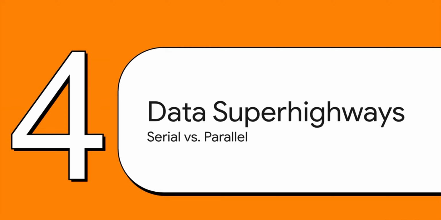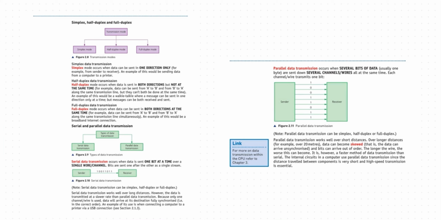All right, so beyond just the rules of who can talk and when, we also have to think about the actual physical highways that data travels on. And there are 2 main types here. This slide shows them perfectly. On the left, you've got serial transmission. You can think of this like a single-lane country road, where all the bits of data have to travel in one single file line. Then on the right, you have parallel transmission. This is like a massive multi-lane superhighway, where a bunch of bits can all travel at the very same time.